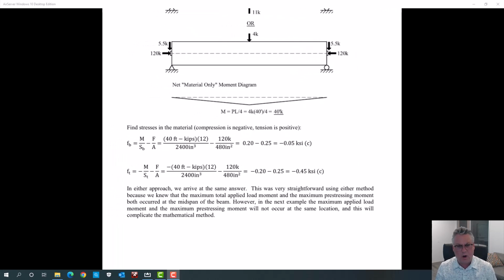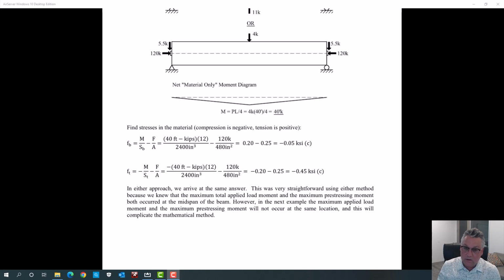I will promise you this will become by far your favorite way, the best way to calculate stresses in beams. This will turn out to work when the loading is complicated, when the tendons aren't exactly balancing the applied loads at the same locations. In fact, that's what your second homework assignment's about.